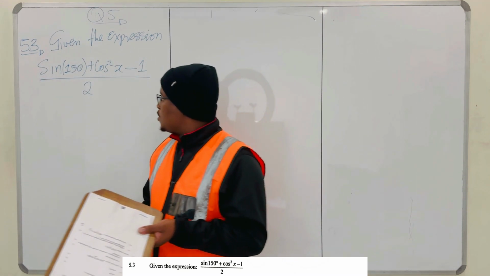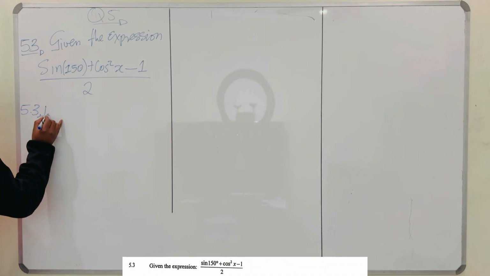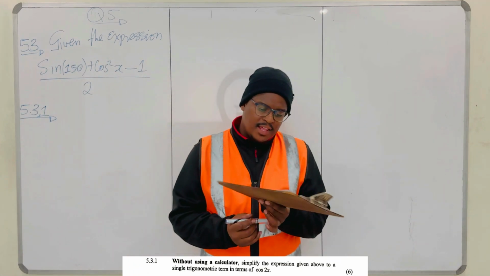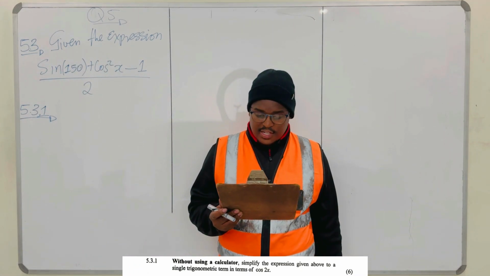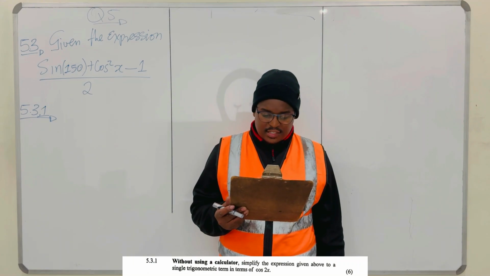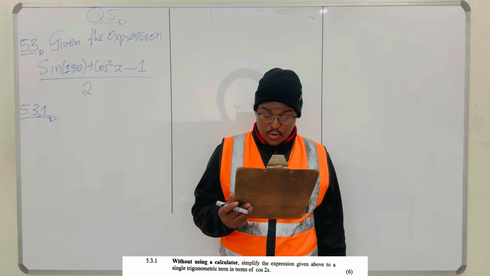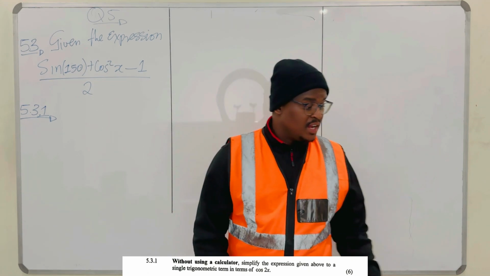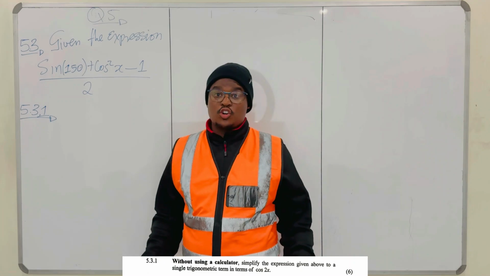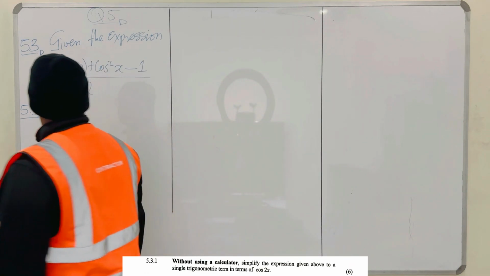So at 5.3.1, what are they saying? They are saying, without using a calculator, simplify the expression above to a single trigonometric term in terms of cos 2x. So they want us to simplify this thing into a single trigonometric ratio in terms of cos 2x. What do we do first?